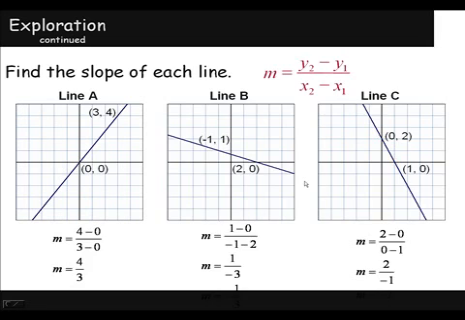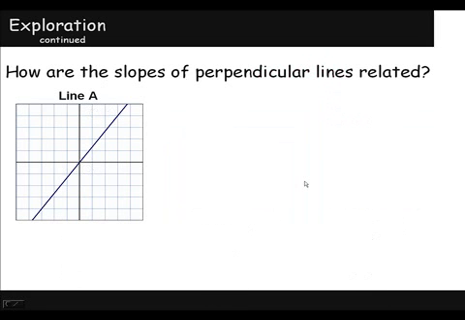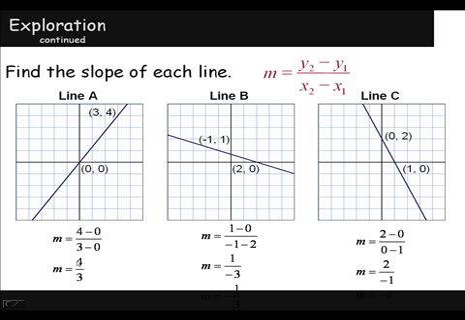So we found the slope of each line. How are the slopes of perpendicular lines related? Well, let's see if we can figure that out. We've got this line A still here that had a slope of 4/3. Remember, we calculated back here that it had a slope of 4/3.